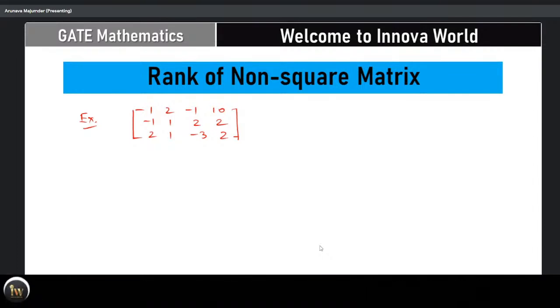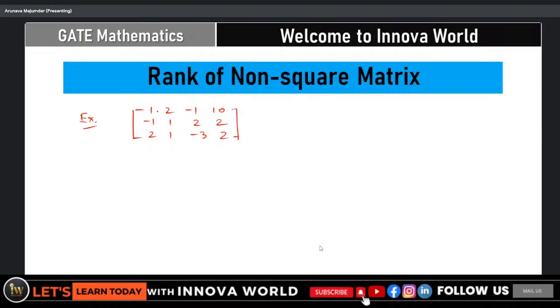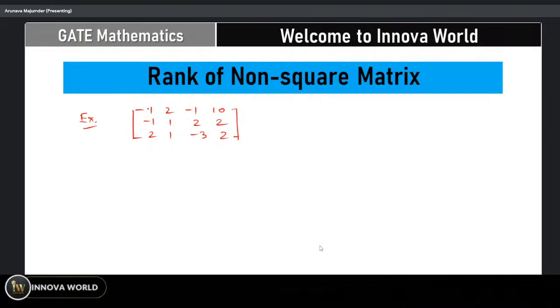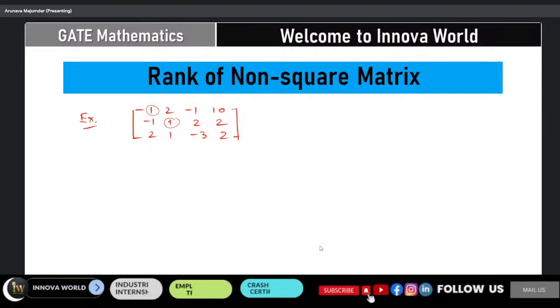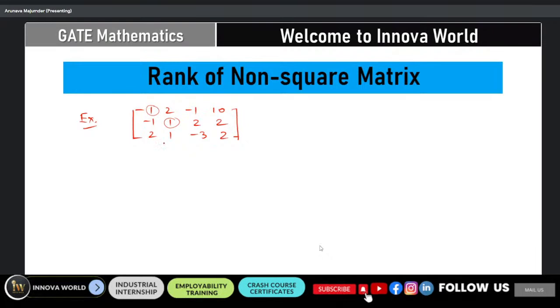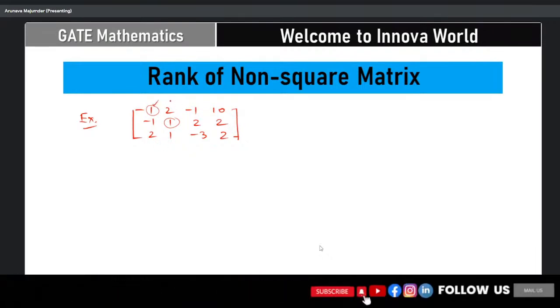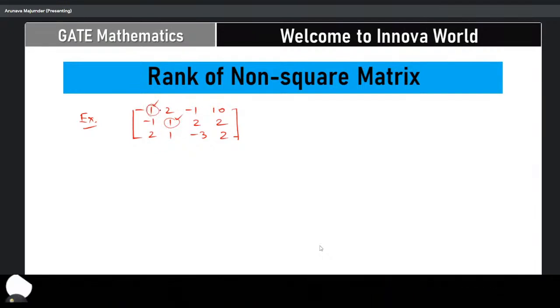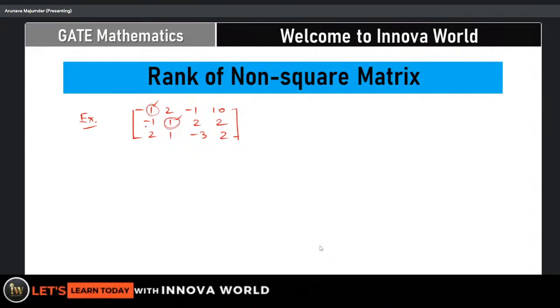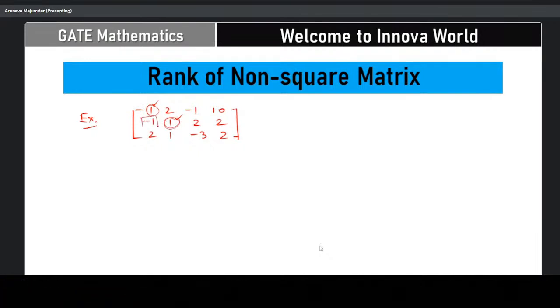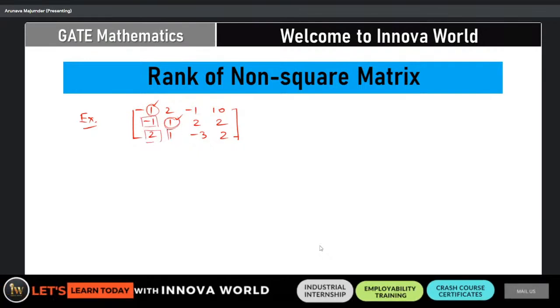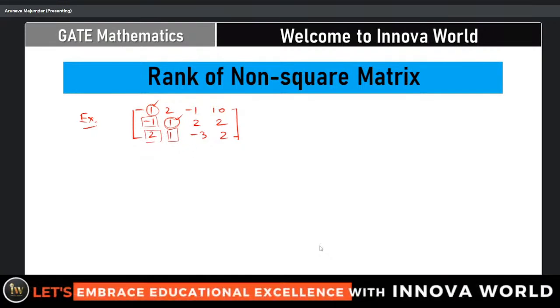But here, what can we see? Here we can use the leading elements. Look at this: the first here and the second here. If the matrix is like this, you make this one and this one as 1, and these three elements you make zero, just according to the previous method. Same methodology you can apply.